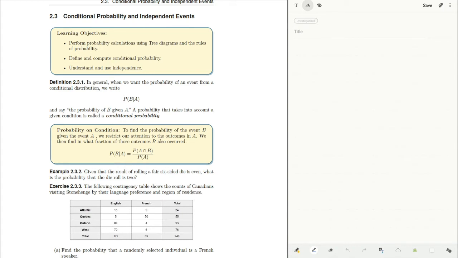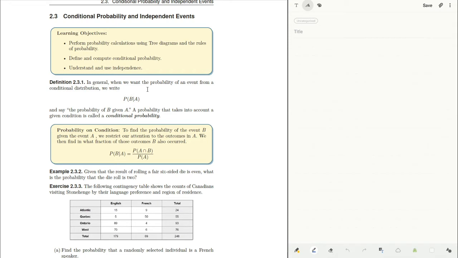In this video we're going to talk about conditional probability, and then we'll use this to define independent events. When we're looking for a probability of an event that comes from a conditional distribution, then we write P bracket B vertical line A and say the probability of B given A.